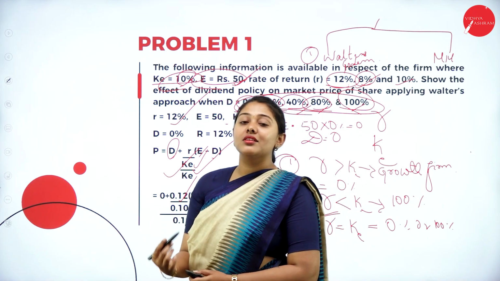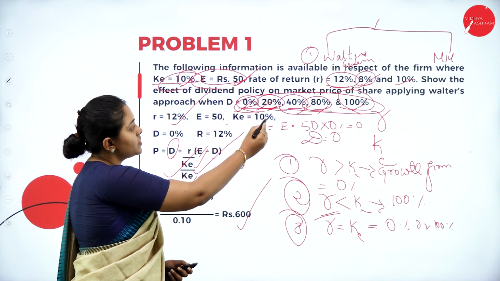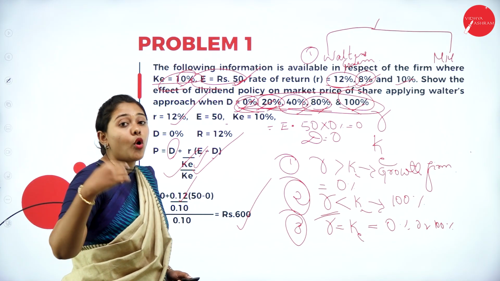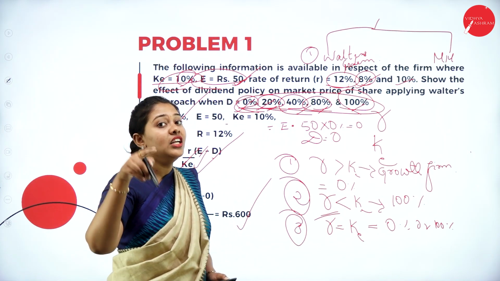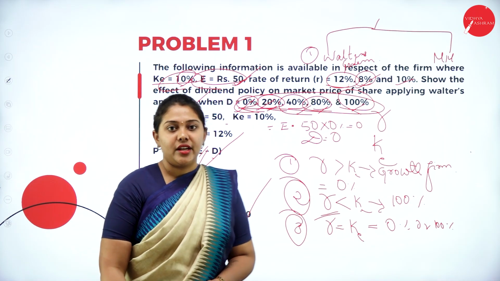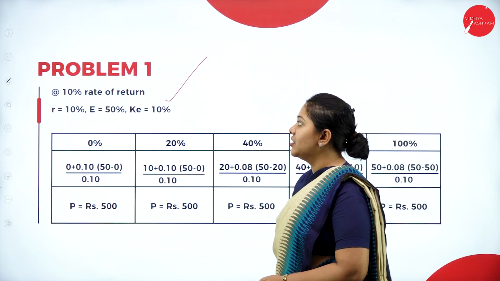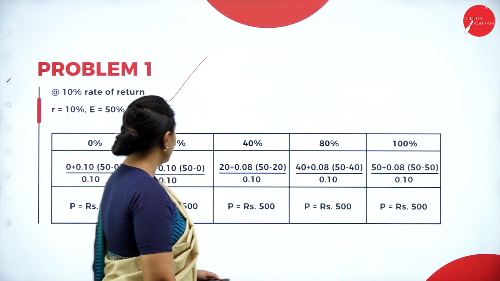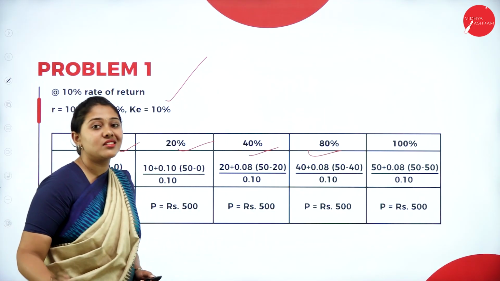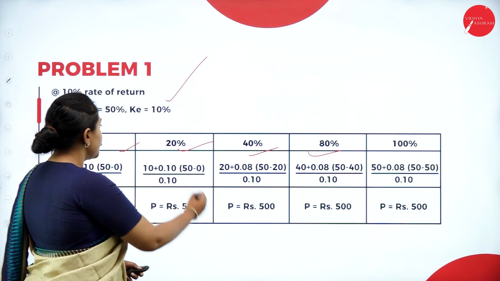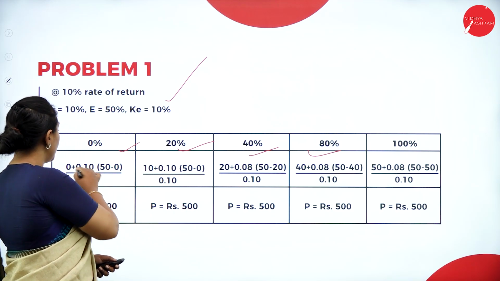So when the rate of return is 10%, the dividend payout ratio is 0%, 20%, 40%, 80% and 100%. And what will be the market price of the particular share? You need to calculate for your rate of return 10%. Your answer will be for 0%, 20%, 40%, 80% and 100% dividend payout ratio. So when the dividend payout ratio is 0, the dividend per share also will be 0.